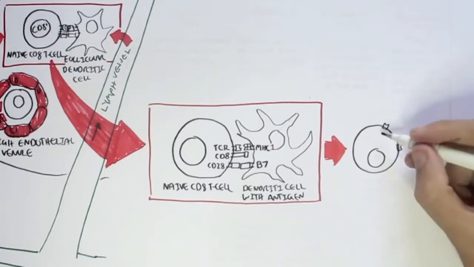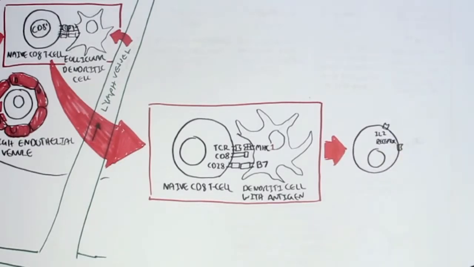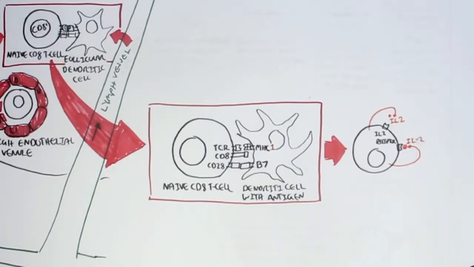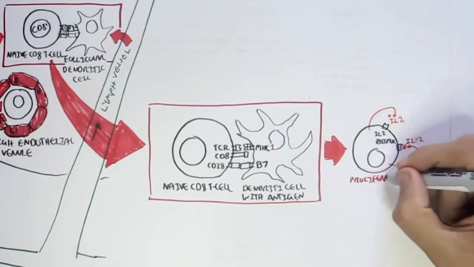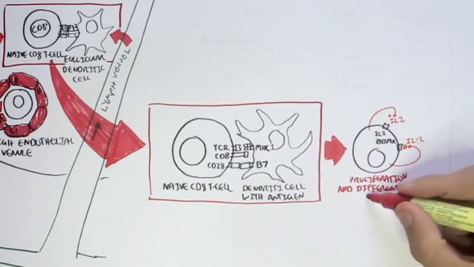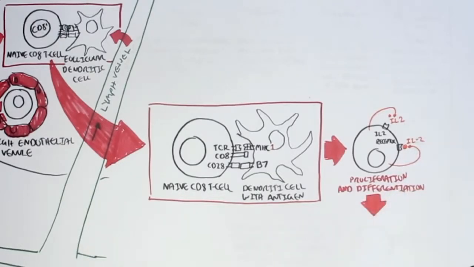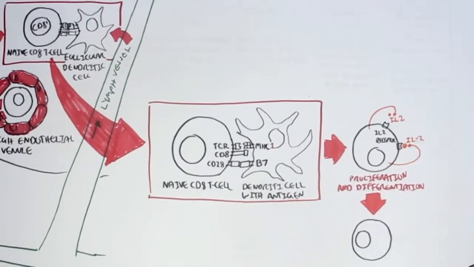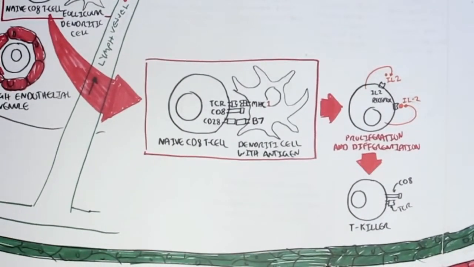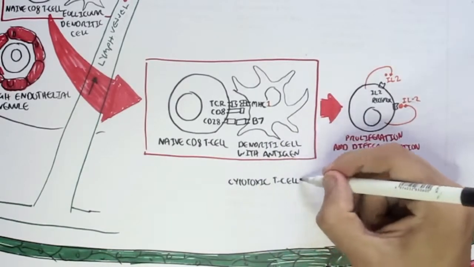So once this naive CD8 T cell becomes activated through specific signals from the dendritic cell, it will begin secreting its own cytokines, such as interleukin-2, which initiates proliferation and differentiation of the naive CD8 T cell. Through this, the CD8 T cell can become a T killer cell or a T memory cell, both with a CD8 co-receptor and a T cell receptor. However, in this video, we're mainly going to concentrate on the T killer cell, which can also be known as a cytotoxic T cell.